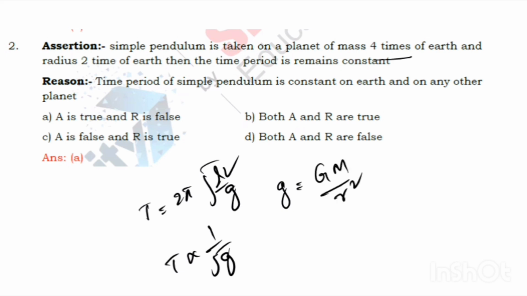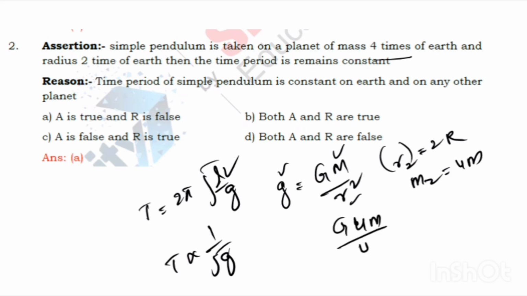So g is proportional to M and inversely proportional to R². Here R2 is equal to 2R and M2 is equal to 4M. So R² becomes 4R². The 4 gets cancelled: 4M by (2R)² equals 4R². So g2 is equal to g1, and the time period is constant in this case.